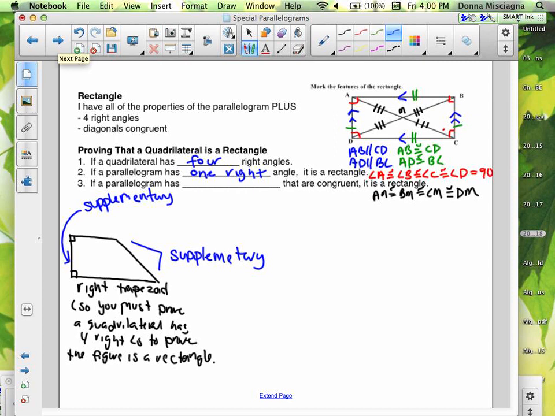Or if you prove that the figure is a parallelogram first, you only have to prove it has 1 right angle. Because if it's a parallelogram, we know the opposite angles have to be congruent. So there's two right angles. And the consecutive angles have to be supplementary. And so 180 minus 90 would give you 90. And there you go. There's your four right angles. Or you can prove a parallelogram has diagonals that are congruent.